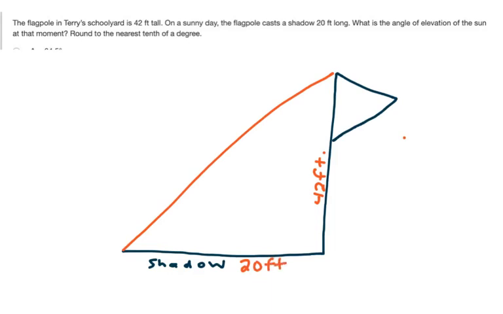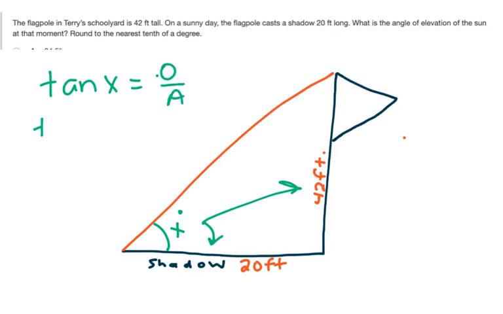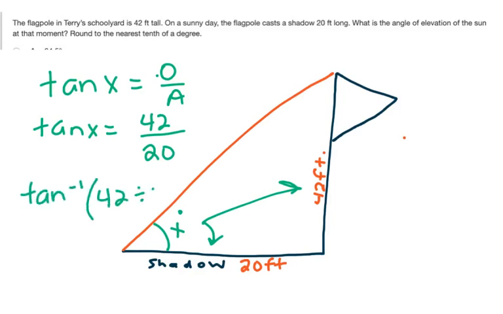So where would the angle of elevation be? Right here. Okay. So how do I set up my trig equation? It's opposite and adjacent. Good. So this is opposite. This is adjacent, which means? Tangent. Tangent of x equals opposite over adjacent. So tangent of x equals 42 feet over 20 feet. And then because I'm looking for an angle in my calculator, I'm going to do tangent -1 of 42 divided by 20.